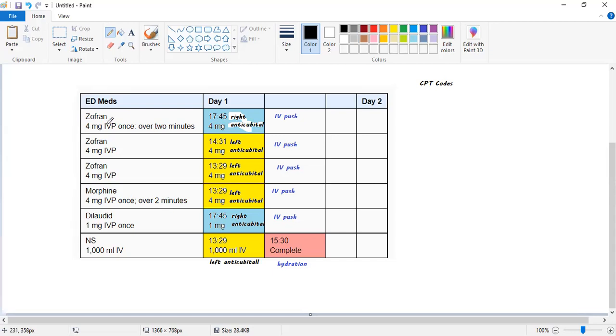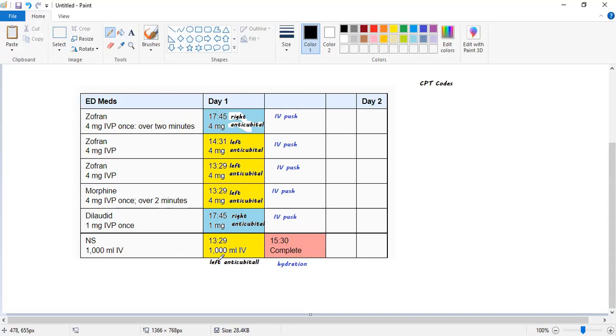So here are the things to note: see the site. Right antecubital, then left antecubital, then left antecubital again. Here it is right antecubital. Dilaudid 1 mg IV push was given on the right antecubital, and NS was given on the left antecubital.